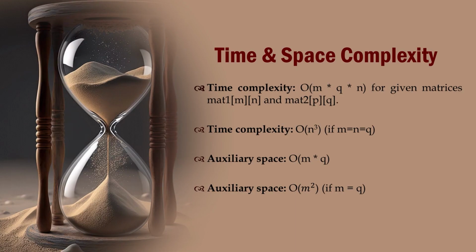That's why the space complexity is order of m square. If the resultant matrix has dimension m into q, and m equals q, then order of m square. So this is the extra space required, that is the auxiliary space, and the time complexity is order of n cubed. This time complexity and space complexity happen only in the naive or normal matrix multiplication case.